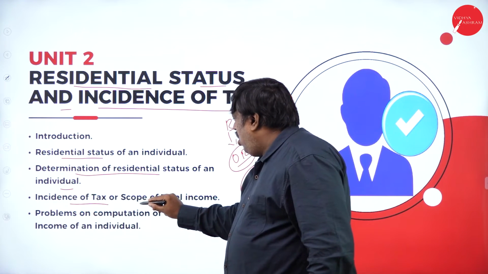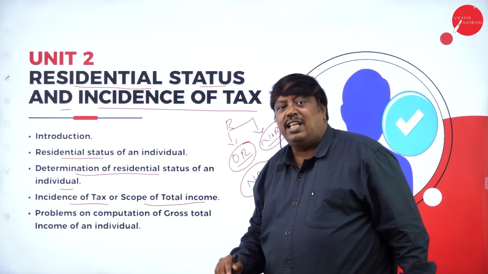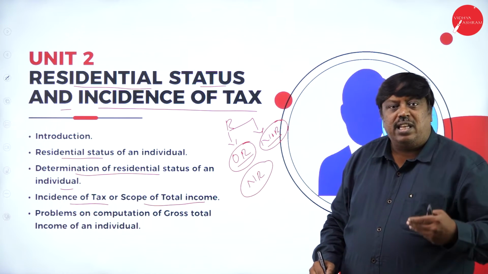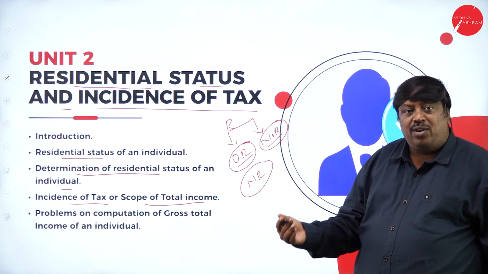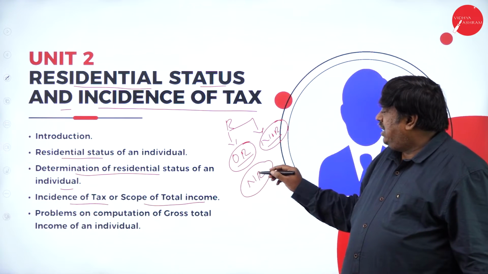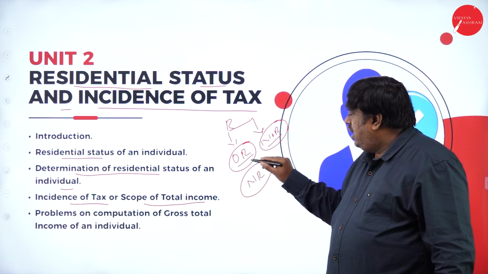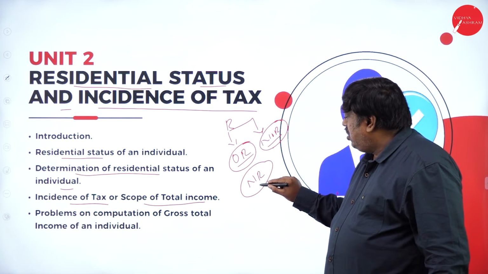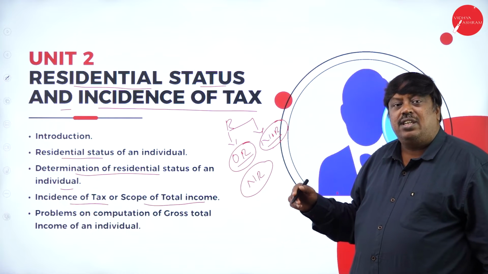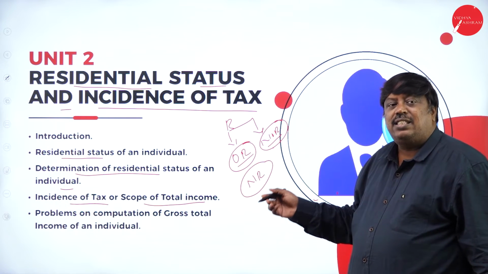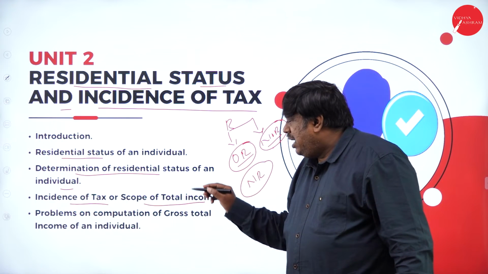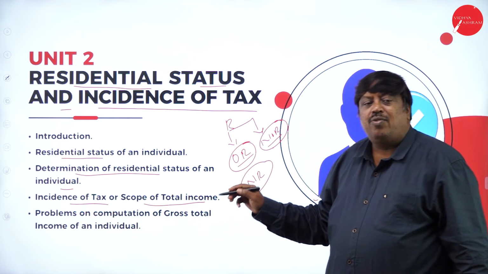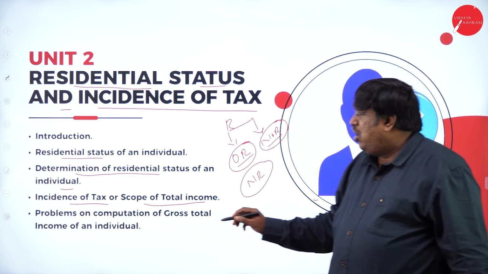Incidence of tax, or scope of total income, is nothing but from where we are receiving the income, how much we are receiving, and whether it is taxable fully or not, under which case it is taxable, ordinary resident or not ordinary resident or non-resident, in which residential status it is not taxable and why it is not taxable. In depth we are going to discuss, and there will be a compulsory question for you in the examination on incidence of tax.